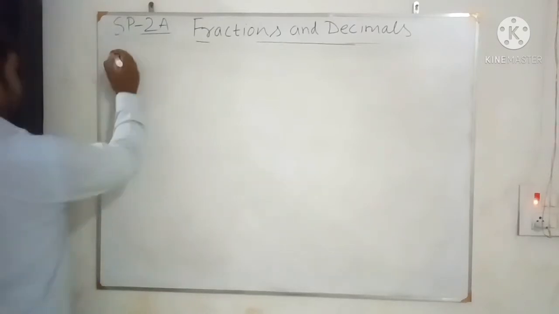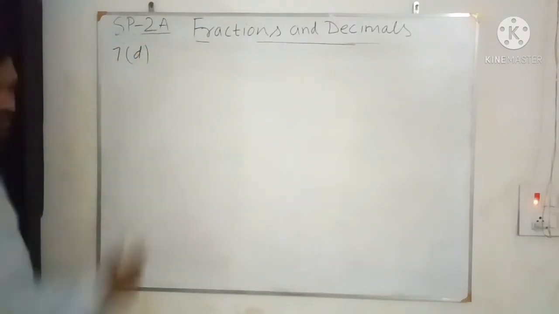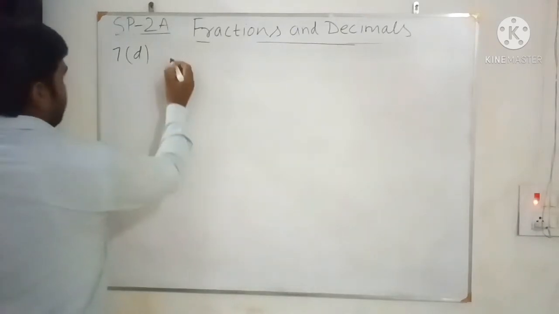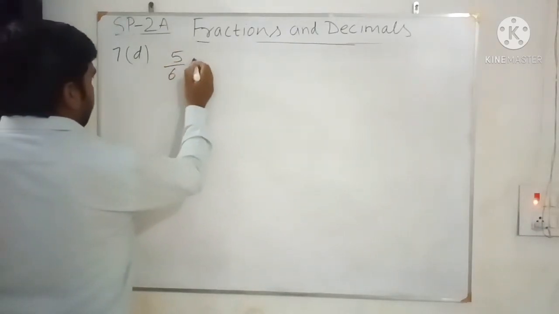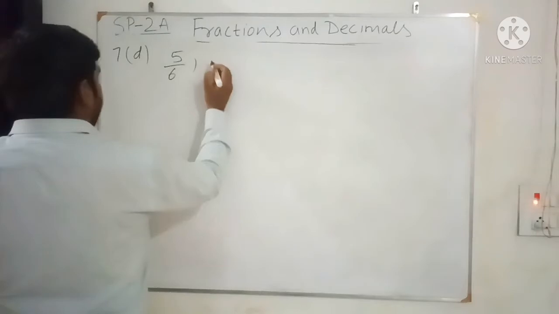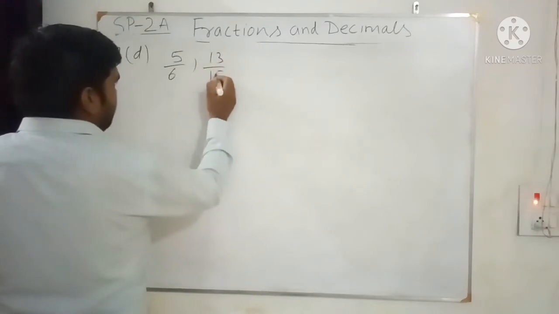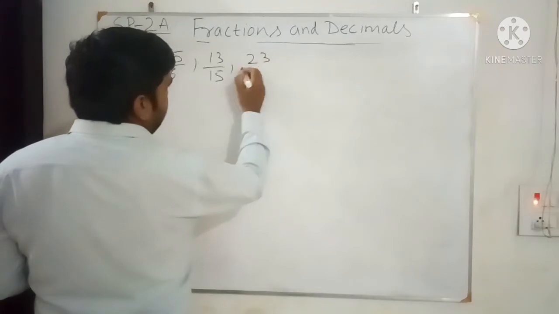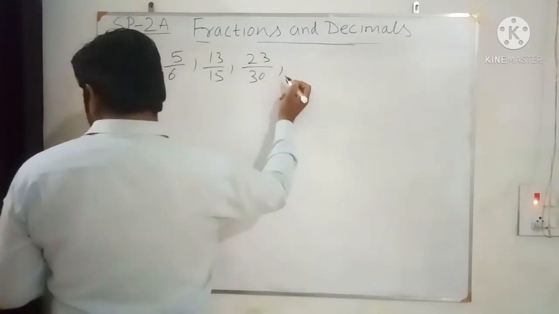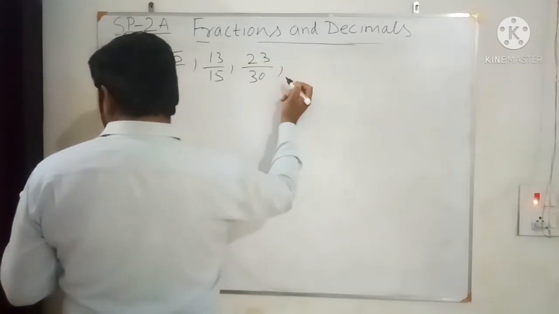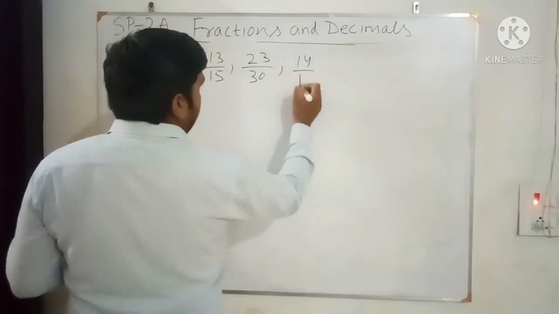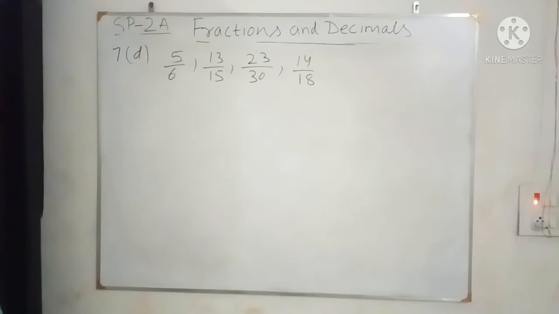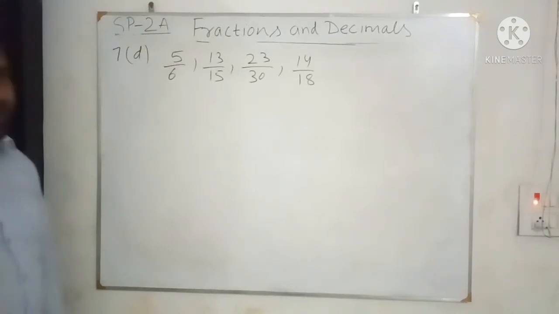Now 7th D, you see. In 7th D, also four fractions are given: 5 by 6, 13 by 15, 23 by 30, and the fourth one is 14 by 18. Okay. Now in this also we have to find the smallest value and the largest value.